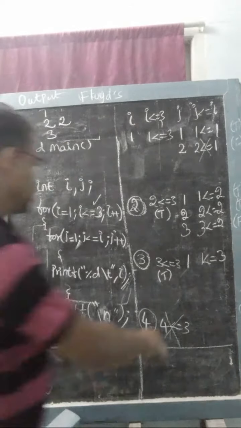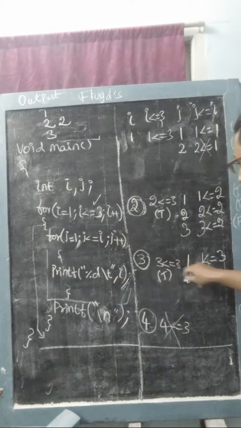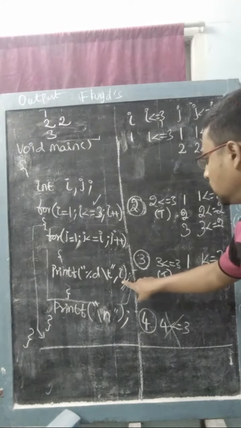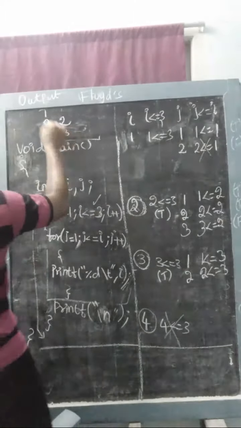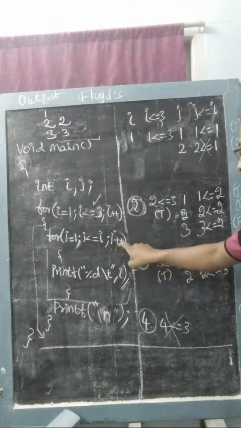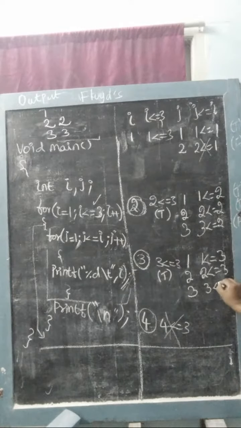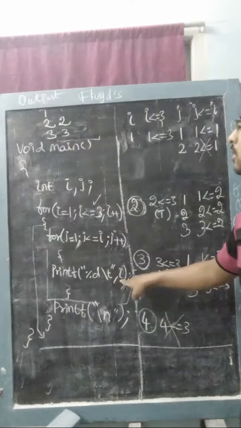You got it? Okay, again the j value will be incremented because one iteration is over, then it will be 2 less than or equal to 3. If the condition is true, the i value should be printed. What is the i value? That is 3. Again j will be incremented by 1, that is 3. 3 less than or equal to 3, the condition is true. Again the i value will be printed, that is 3.